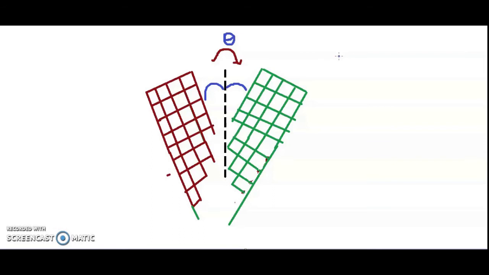When both rotations are equal on both sides, that is, one rotation is exactly half of the total rotation, it is called a symmetric tilt boundary. That is, if theta is the total angle of this complete rotation, this rotation has to be theta by 2, and this rotation has also to be theta by 2. Such tilt boundaries are called symmetric tilt boundaries.